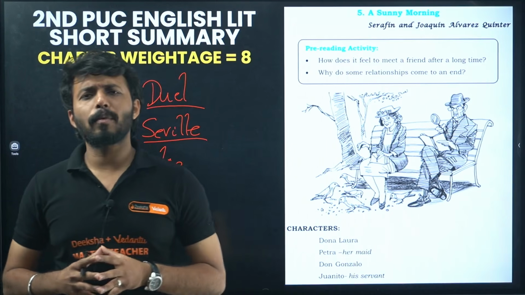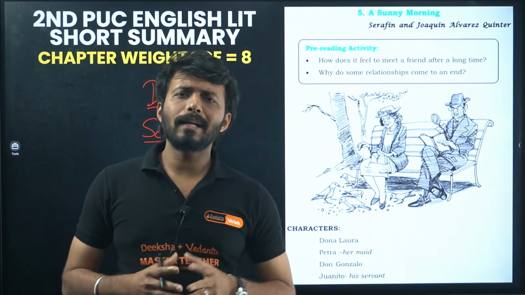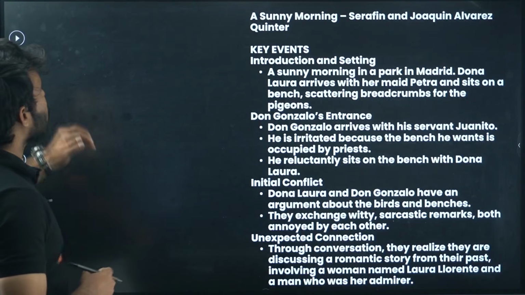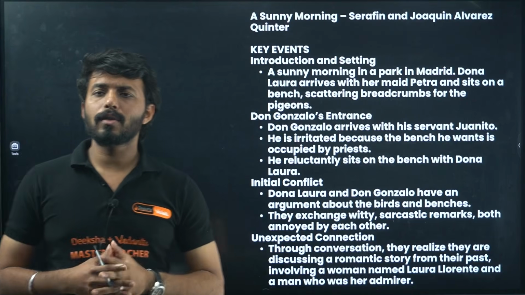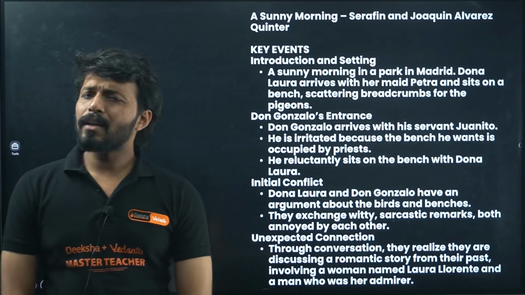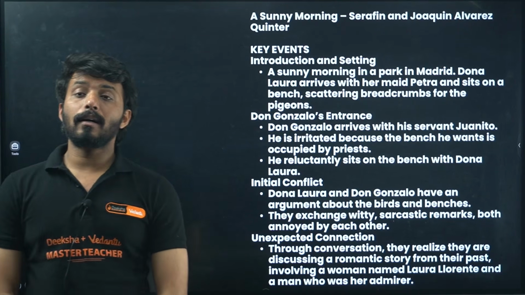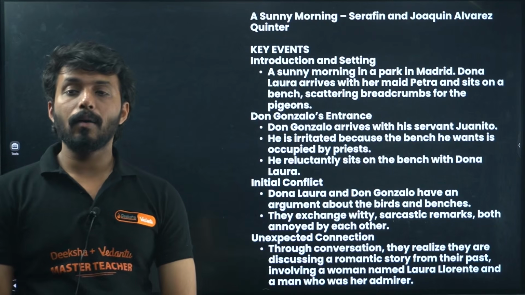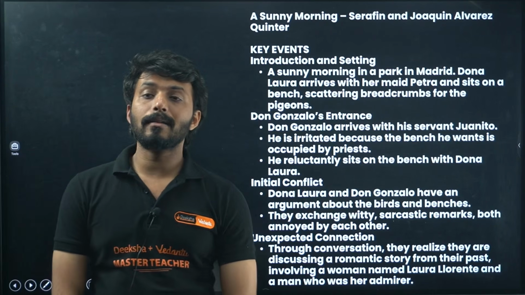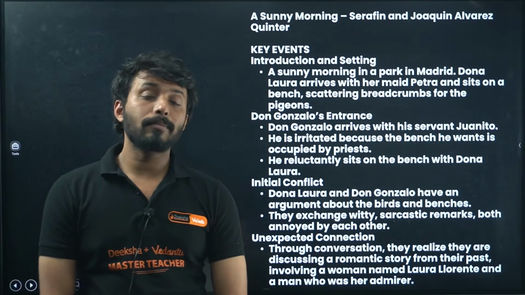So this is your play, A Sunny Morning. So we'll discuss the brief, most important points. A Sunny Morning by Serafin and Joaquin Alvarez. The key events. Introduction and setting: the play happens in a park in Madrid. Donna Laura arrives with her maid Petra and sits on a bench, scattering breadcrumbs for the pigeons.